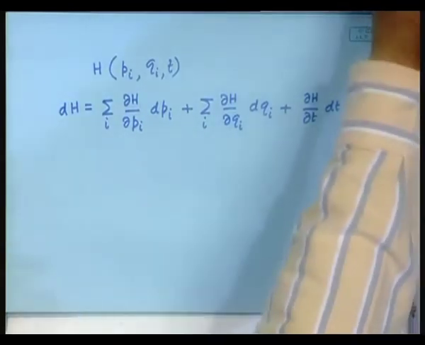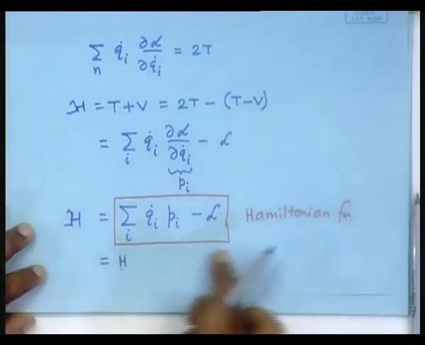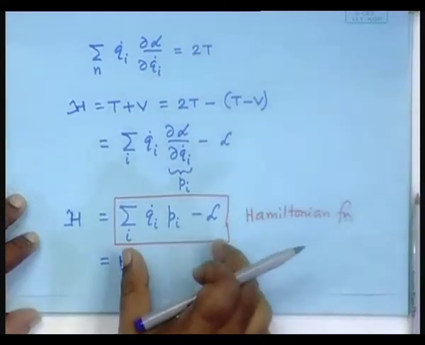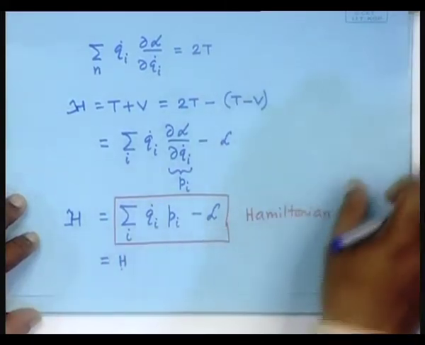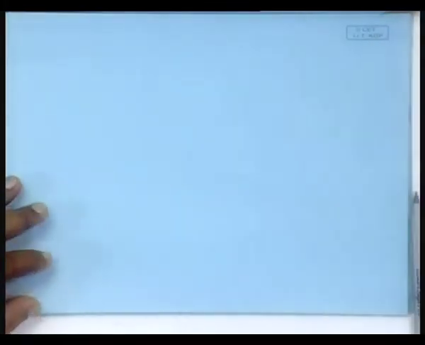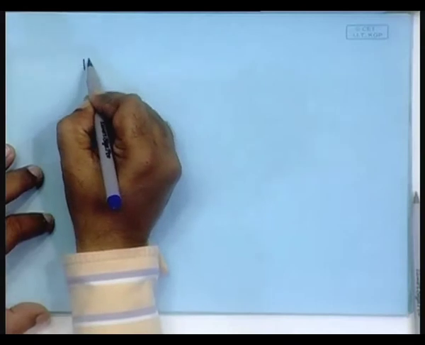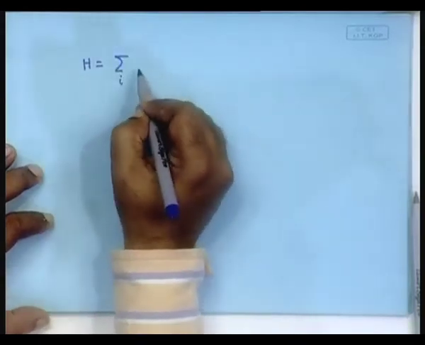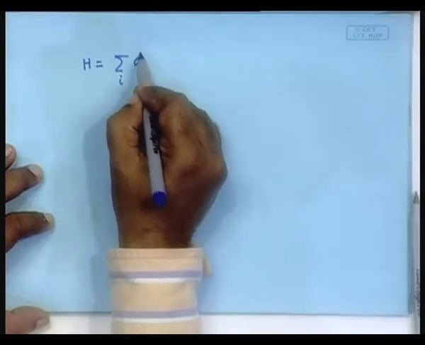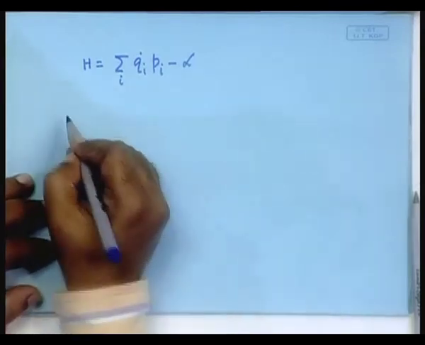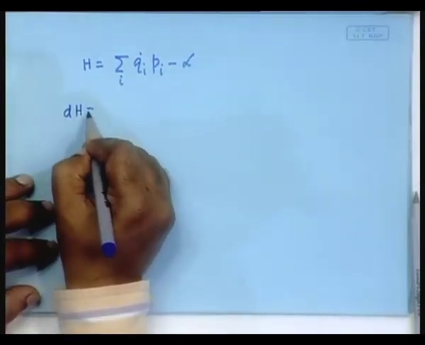We have seen that this is also equal to this term, right. So, we can also expand this term in the same way. Let us see what it yields. Let us keep it here. We have seen that the H is also sum over I Q I dot P I minus the Lagrangian, and now I want to write it as dH. How will I write it?